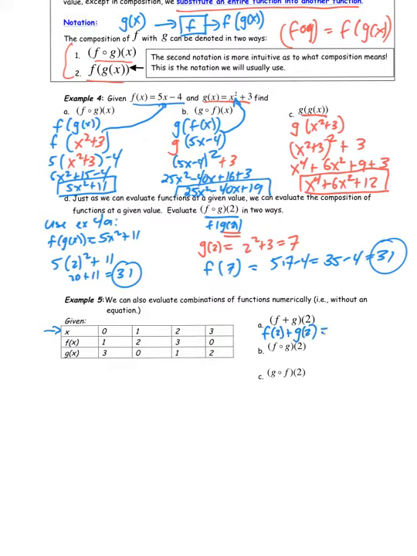F of 2, I'm going to go over here to where x equals 2. F of 2 is the value right here, which is 3. G of 2, going further down in the column, is this value right here, which is 1. And 3 plus 1 is 4. So f plus g of 2 is going to be 3 plus 1, which is 4.